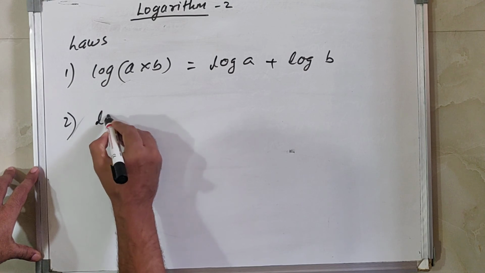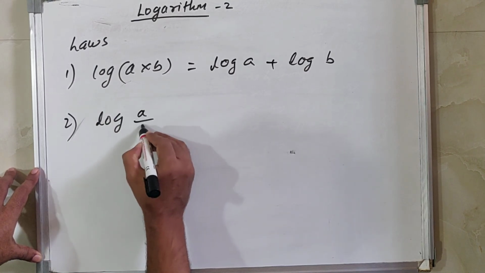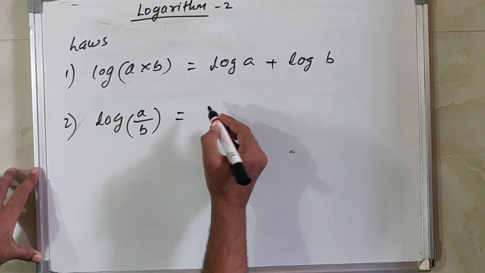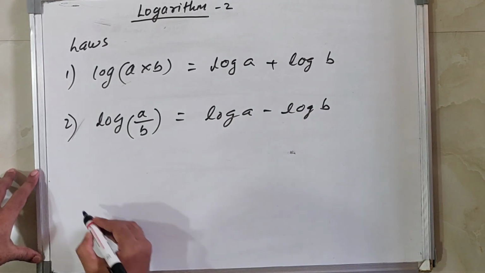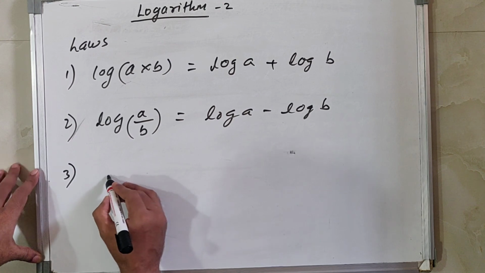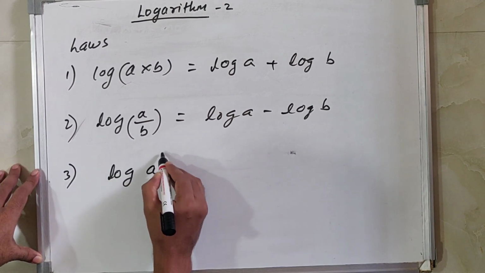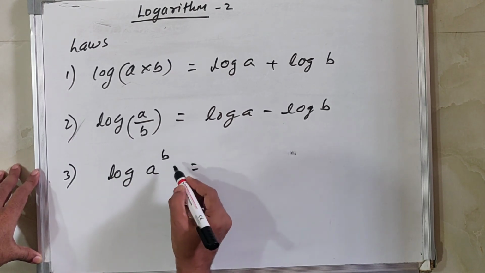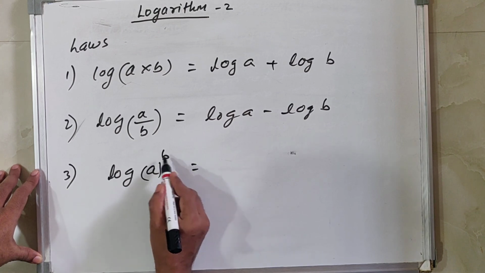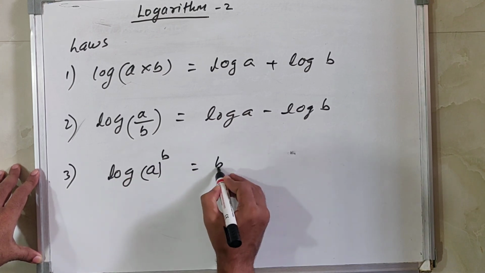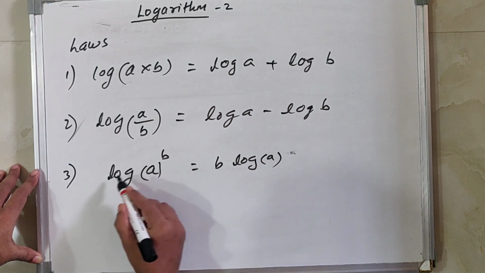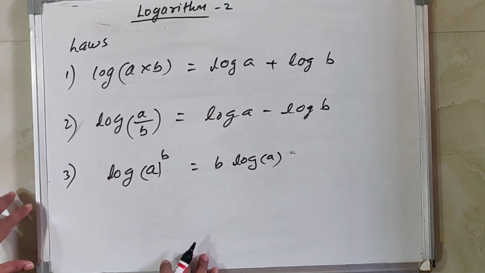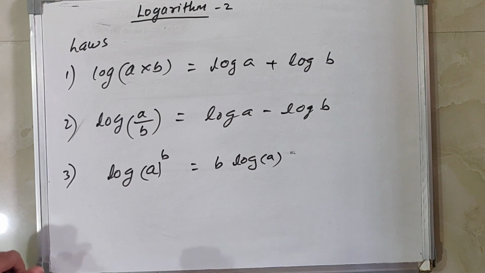Next law, log a divided by b. This is obviously equal to log a minus log b. And the third and most crucial one, suppose I have log a raised to b, this will be equal to b log a. This power will become a simple multiplication. So the power came as a simple multiplication. These are the three laws of logarithms, which we should always know to begin with our next exercise.